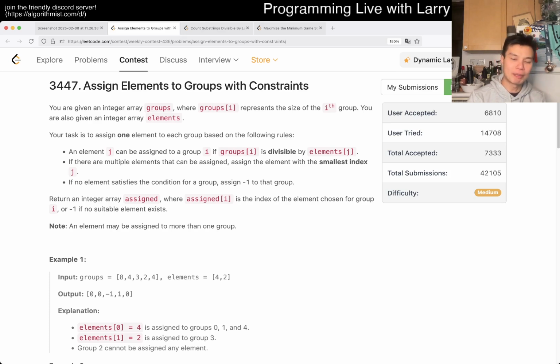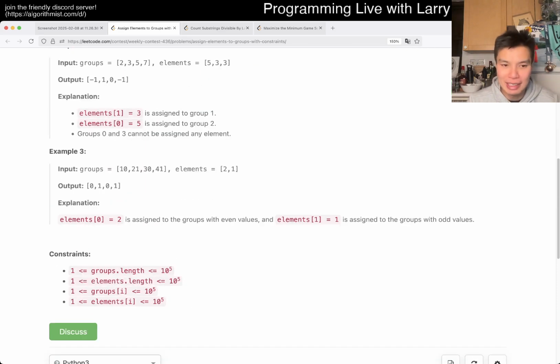I think the trickiest part about this one is there are two parts, I suppose. So maybe I lied by saying there's only two. But the tricky part about this one is that groups and elements are big, right? So you can't just do a cross product type thing, like a double for loop, right? That's too slow, obviously.